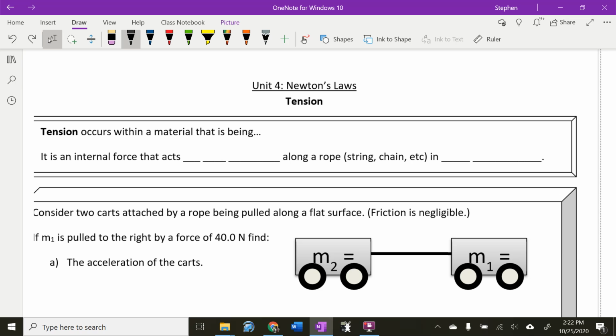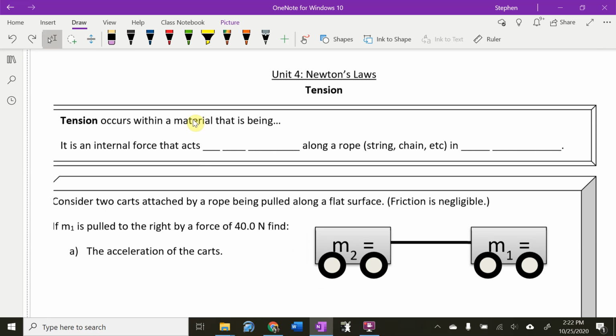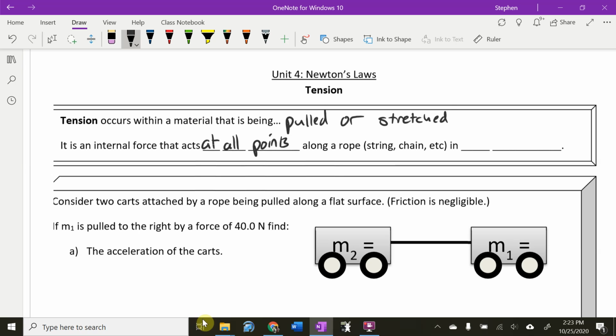So just to get us started, just know that tension occurs within a material that is being pulled or stretched. Now, another important fact about tension is that it is an internal force, so it's acting within the rope. It's also acting at all points along the rope, and it's also happening simultaneously in both directions.